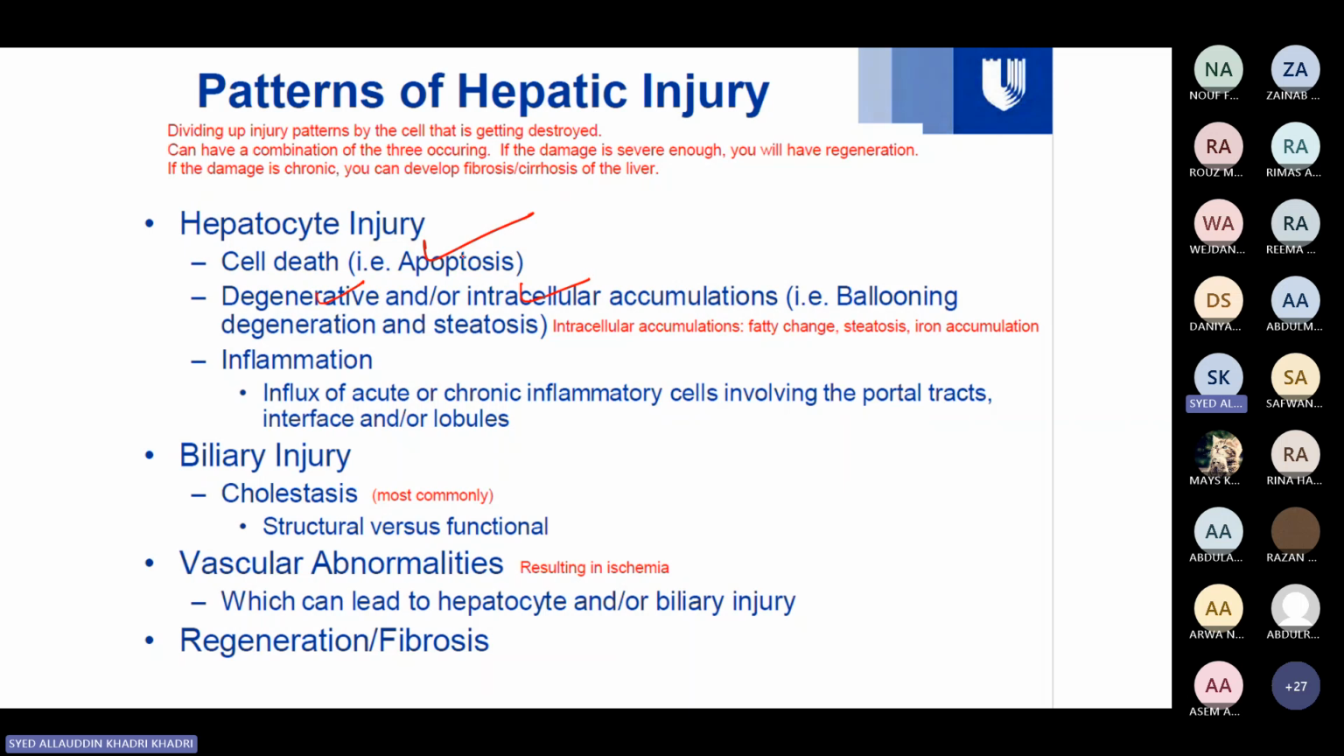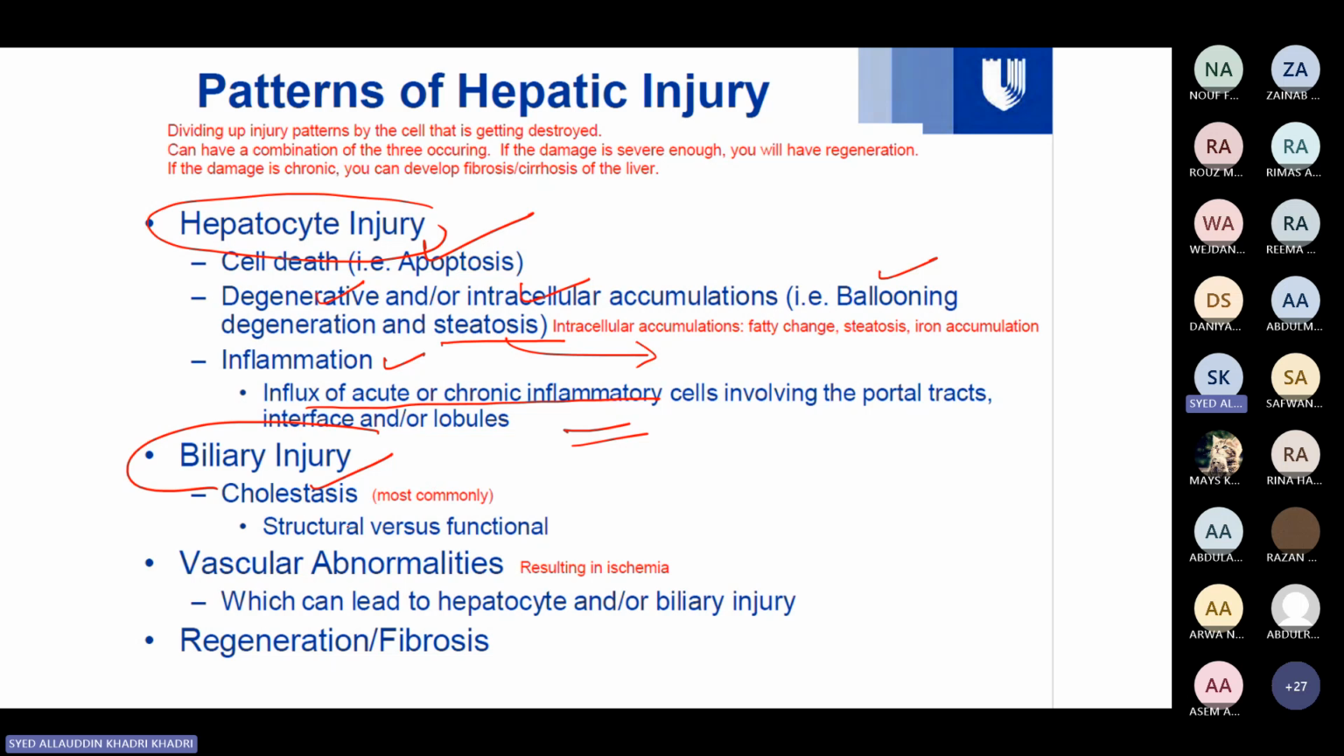What do you mean by apoptosis? What do you mean by ballooning degeneration? I told you what steatosis means: there's fatty accumulation. What do you mean by inflammation, causing influx of acute and chronic inflammatory cells in the portal tract, at the interface, or in the lobules? This should be understood very clearly. So this is called hepatocyte injury. You should know the patterns of injury. What do you mean by bile injury? I just told you: cholestasis, accumulation of bile in the hepatocytes or in the canals.